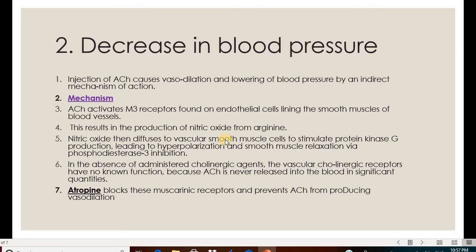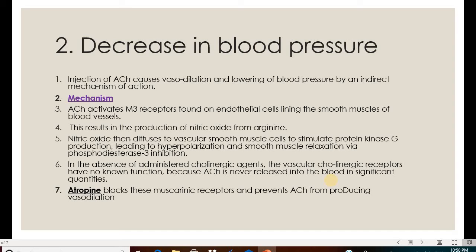Nitric oxide then diffuses to the vascular smooth muscle cells to stimulate protein kinase G production, leading to hyperpolarization and smooth muscle relaxation via phosphodiesterase 3 inhibition. In the absence of the administered cholinergic agent, the vascular cholinergic receptors have no function because acetylcholine is never released into the blood in significant quantities. So this is the mechanism how the acetylcholine decreases the blood pressure. Atropine blocks these muscarinic receptors and prevents acetylcholine from producing vasodilation.